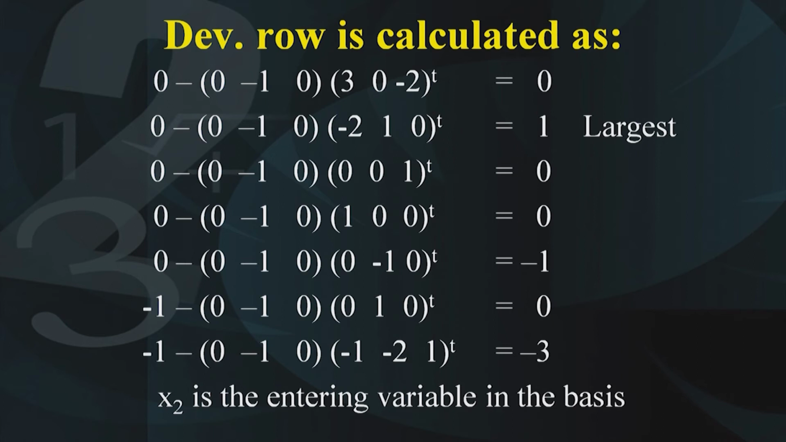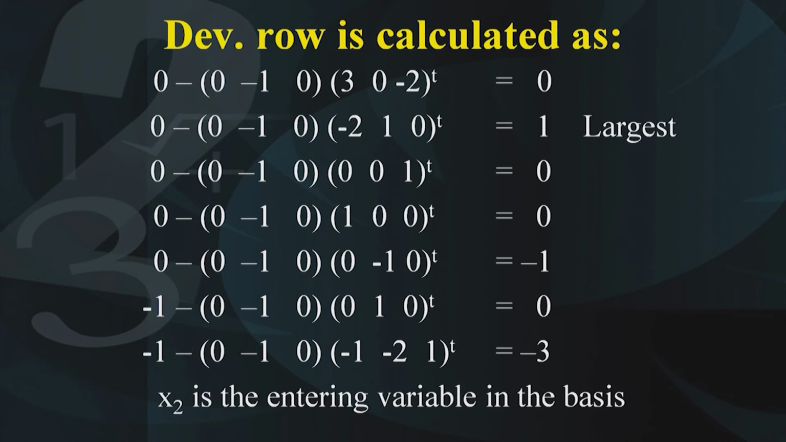0 minus (0, minus 1, 0) multiplied by (3, 0, minus 2), which comes out to be 0. Similarly, 0 minus (0, minus 1, 0) multiplied by (minus 2, 1, 0), which is equal to 1, and similarly 0 minus (0, minus 1, 0) multiplied by (0, 0, 1), which comes out to be 0, and 0 minus (0, minus 1, 0) multiplied by (1, 0, 0), which is 0, and similarly the other ones will become minus 1, 0 and minus 3.